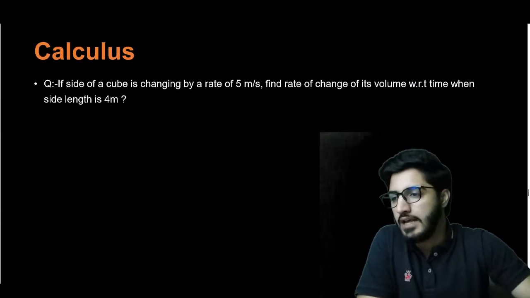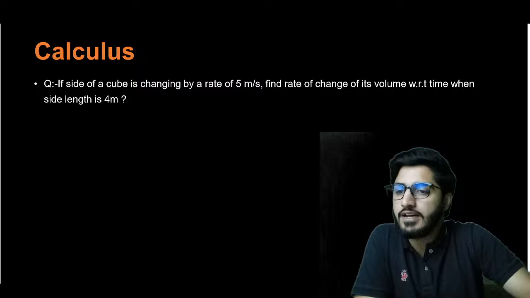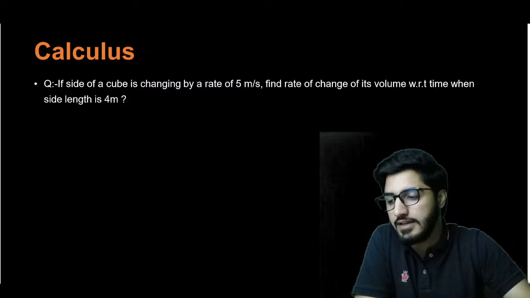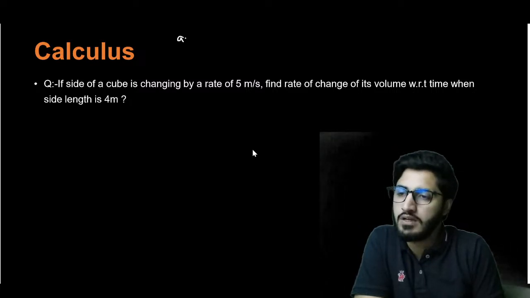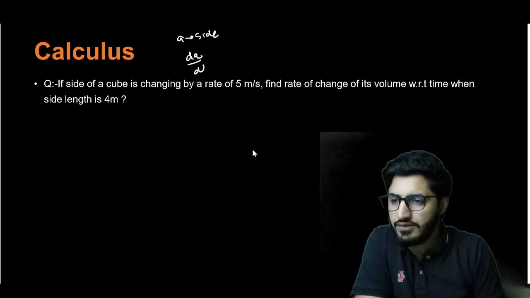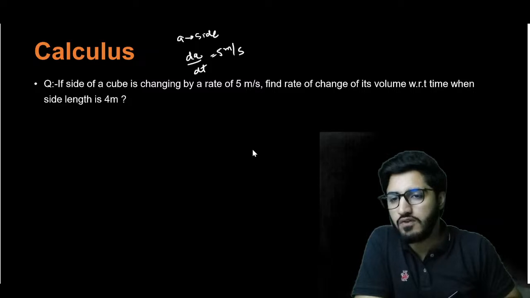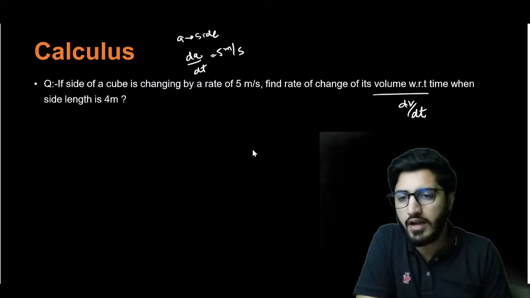We have one more numerical. If the side of a cube is changing at a rate of 5 meters per second, find the rate of change of its volume with respect to time when the side length is 4 meters. How can we do it now? Let us suppose the side of the cube is a. A is the side, so I can write dA by dt, that is 5 meters per second. Then find the rate of change of volume with respect to time. So I have to find dV by dt. How can I do it now?